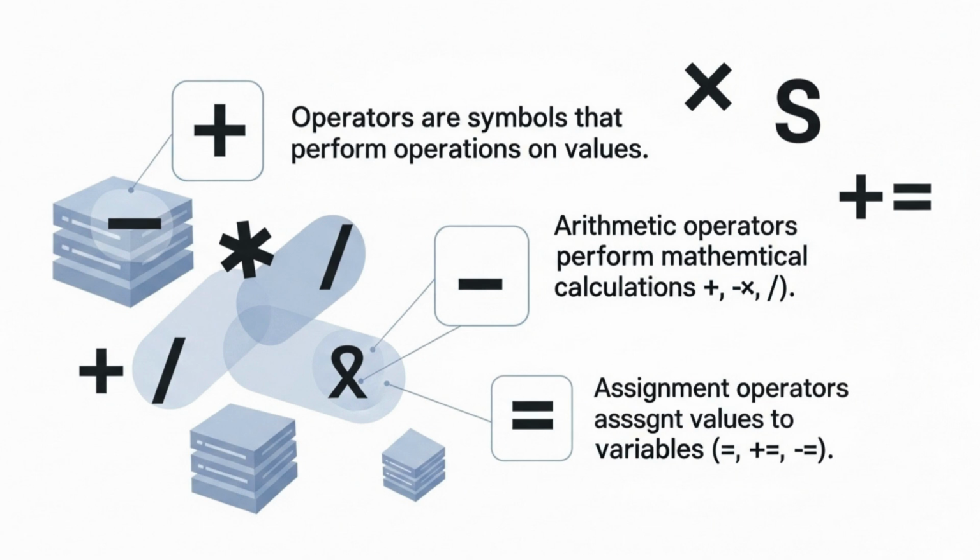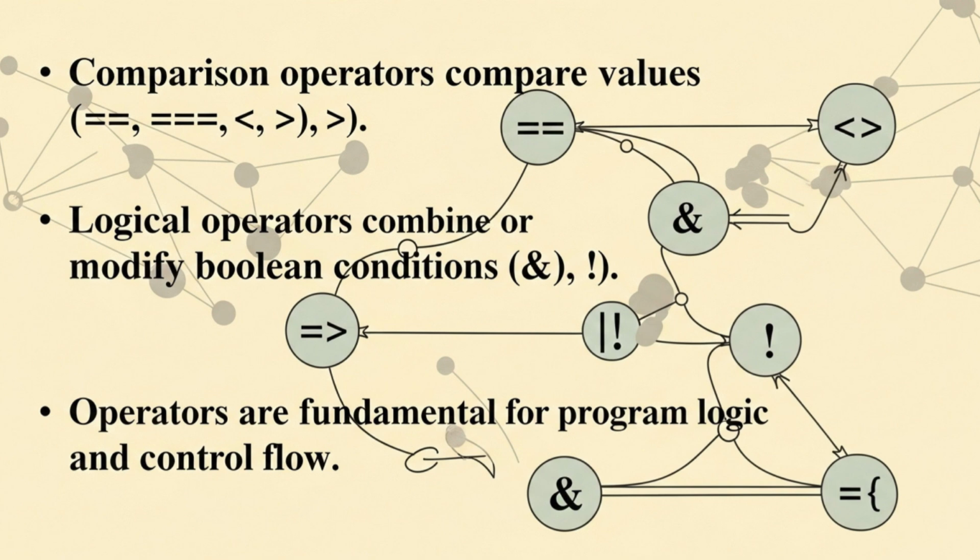Then there are assignment operators. The most common is the equal sign, which assigns a value to a variable, like score = 100. There are also shorthand operators like +=, -=, *=, and /=. These combine an arithmetic operation with assignment. So score += 10 adds 10 to score and reassigns the new value. These operators are fundamental for any program logic, but operators do much more. They also help us compare values and make decisions in our code, which is what we'll explore next.